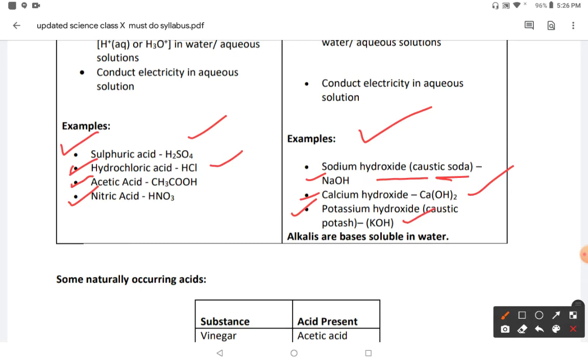One line is written below this, that alkalis are bases soluble in water. It means those bases which are soluble in water are called alkalis, but all bases are not alkalis. You have to keep this in mind.